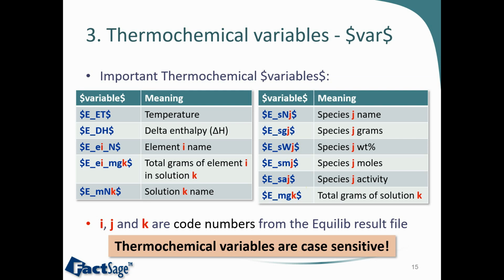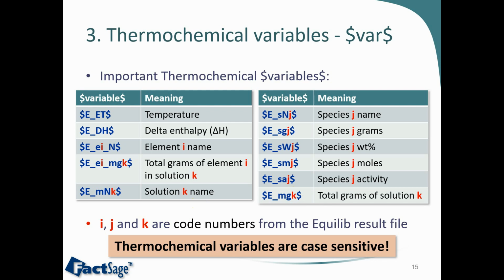For solutions, the syntax is very similar. The lowercase s for species is replaced by a lowercase m, for mixture or solution. And then we can use a similar symbol here to designate the mass, like G here for the mass, and uppercase N to get their name. Then we specify the code number for the solution, which is K in this case. So the main difficulty here is to identify the code numbers I, J, and K for elements, species, and solutions.